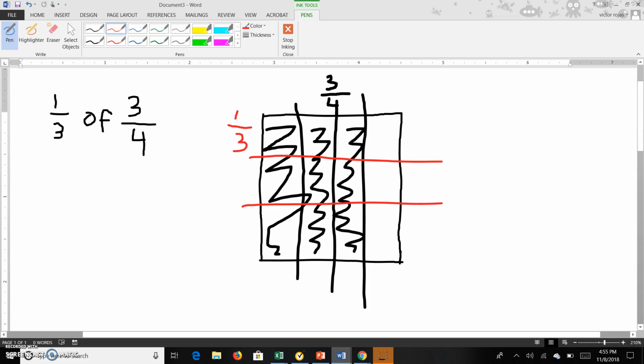We begin by shading in 1/3. To find our answer, we begin to count the region where there's double shading. 1, 2, 3. There's 3 equal parts that are shaded in of 1, 2, 3, 4, 5, 6, 7, 8, 9, 10, 11, 12. 3 equal parts of 12.